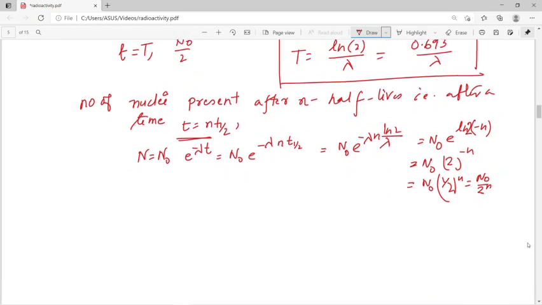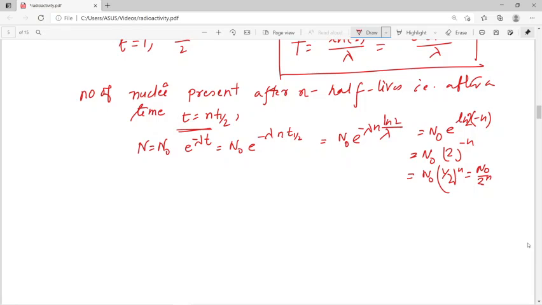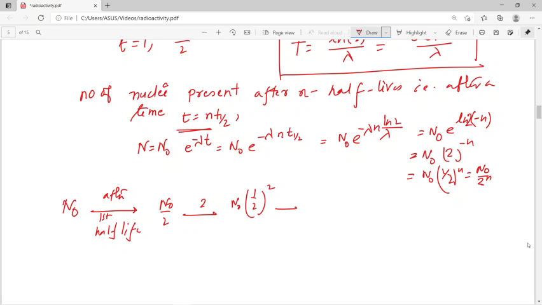What does it mean? If n naught is the initial number of atoms, after the first half life it is n naught by 2. After the second half life it is n naught by 4, after the third half life it is n naught by 8, and it goes on like that. So after n half lives, we find half to the power n times n naught. That is one thing that we should know.